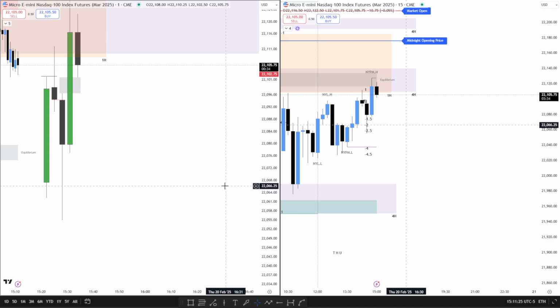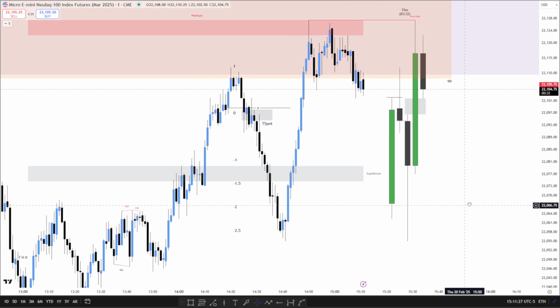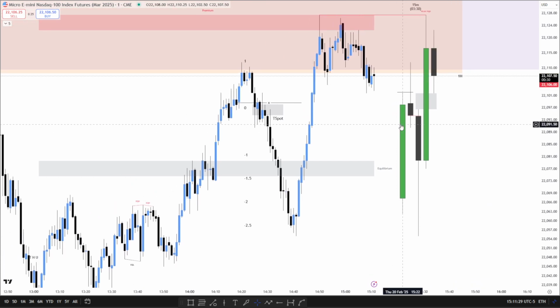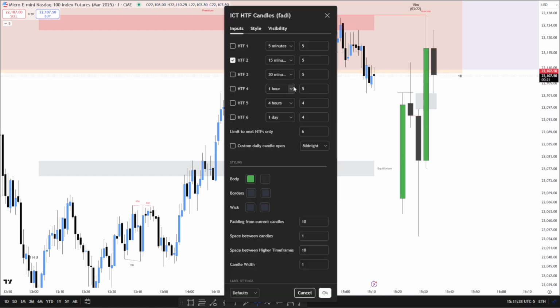but just wanted to emphasize that if you're on the lower time frames, whether it's the 1 minute to 15 minute candles, if you're on the 5 minute chart, you should be looking at the 1 hour candles. But then again, you can also, like I do sometimes as well, have all three of these on.